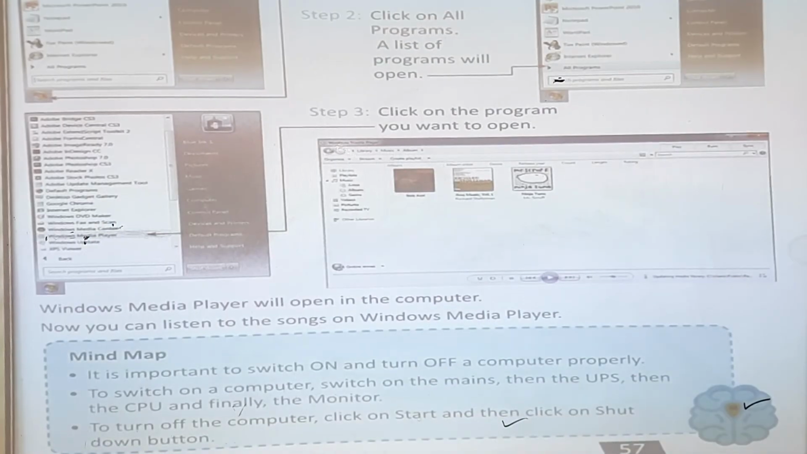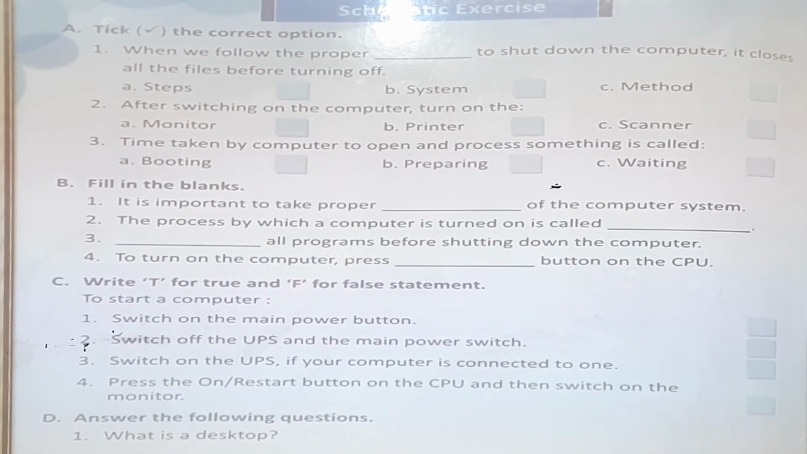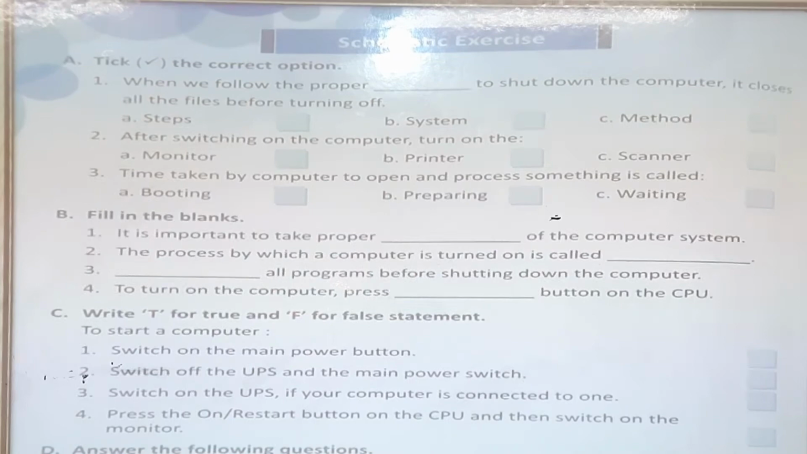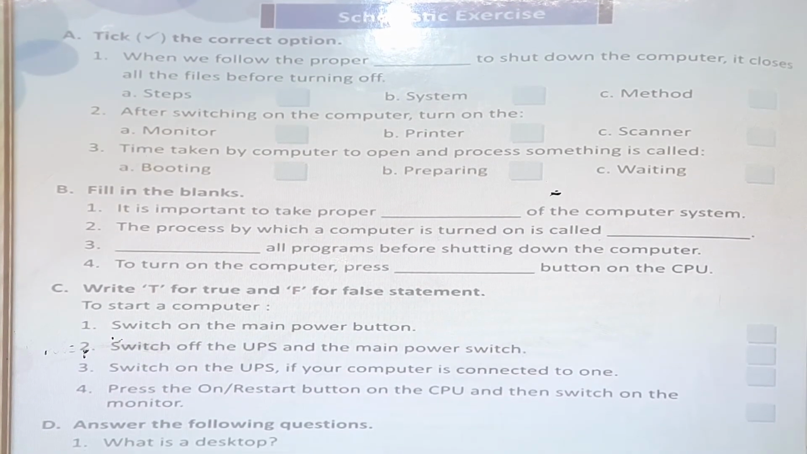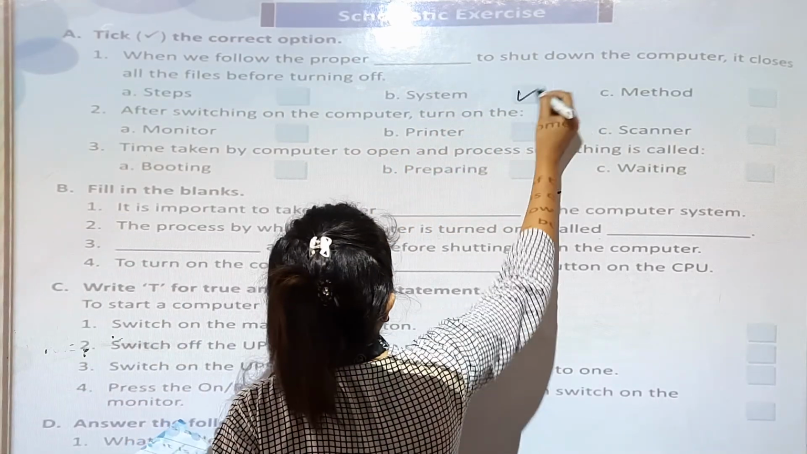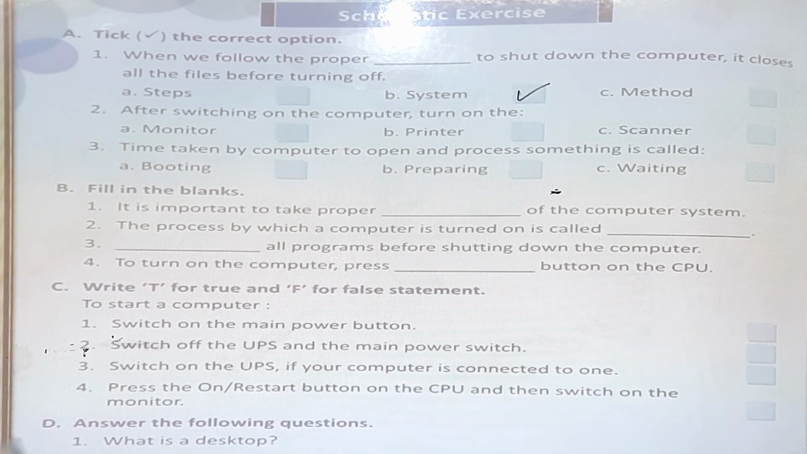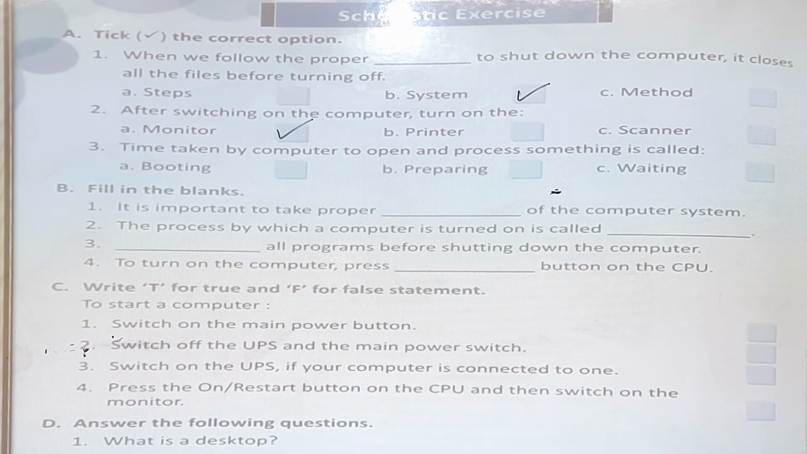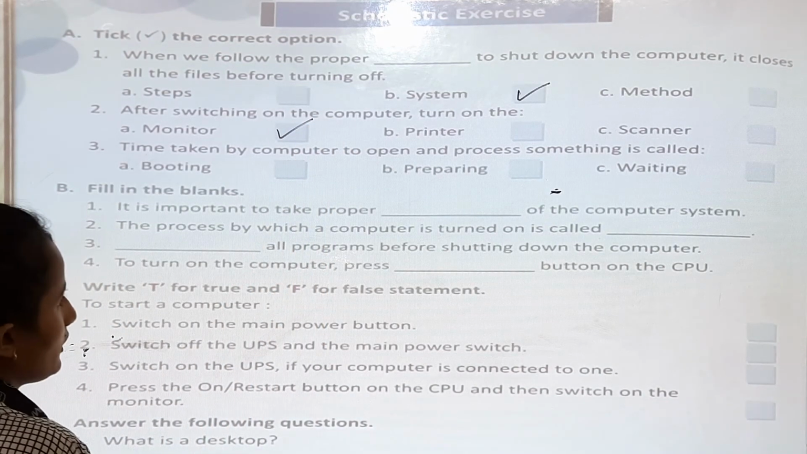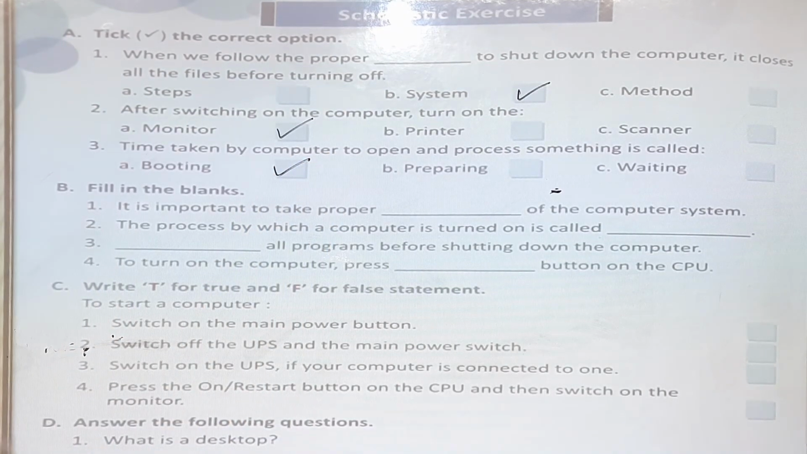So, we have finished chapter 8. Now, take out your exercise work, page number 58. When we follow the proper steps to shut down the computer, it closes all the system files before turning off. After switching on the computer, turn on the monitor. The time taken by the computer to open and process something is called booting. Fill in the blanks.